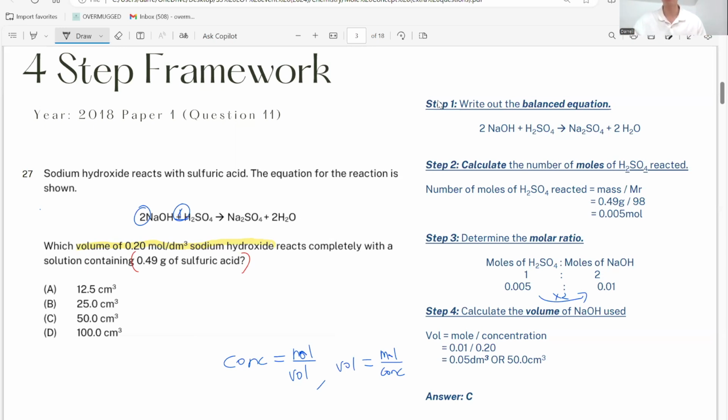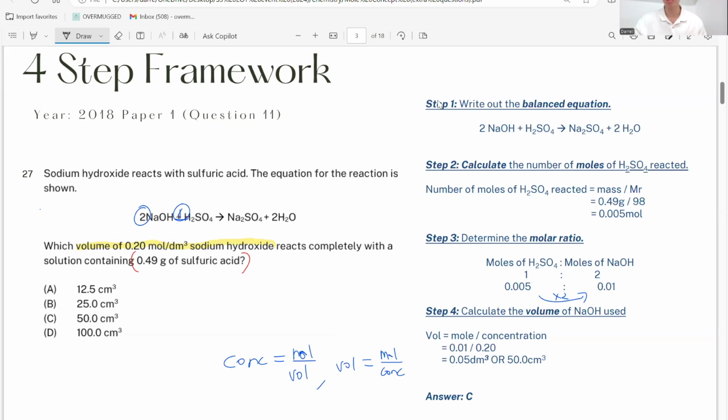Now, how do I know that the mole ratio is 1:2? Anybody can tell me, how do I know 1:2 exactly? We refer back to the equation, right? That's why step 1 is essential. If you take a closer look at the equation, 2 moles of NaOH reacts with 1 mole of H2SO4. So the mole ratio is 2 of this will react with 1 of this.